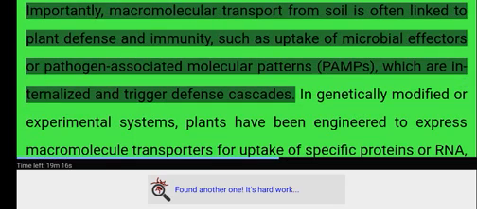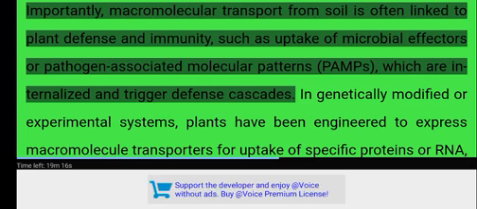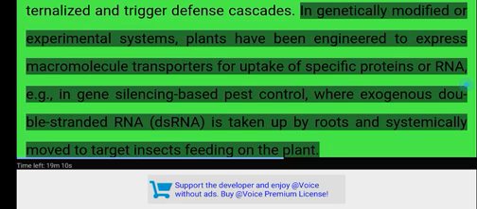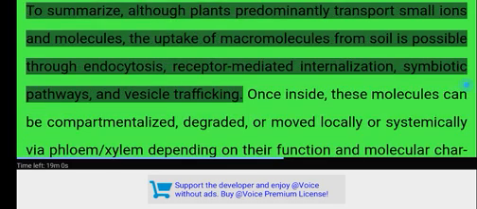Importantly, macromolecular transport from soil is often linked to plant defense and immunity, such as uptake of microbial vectors or pathogen-associated molecular patterns (PAMPs), which are internalized and trigger defense cascades. In genetically modified or experimental systems, plants have been engineered to express macromolecule transporters for uptake of specific proteins or RNA, e.g., in gene silencing-based pest control, where exogenous double-stranded RNA (dsRNA) is taken up by roots and systemically moved to target insects feeding on the plant.